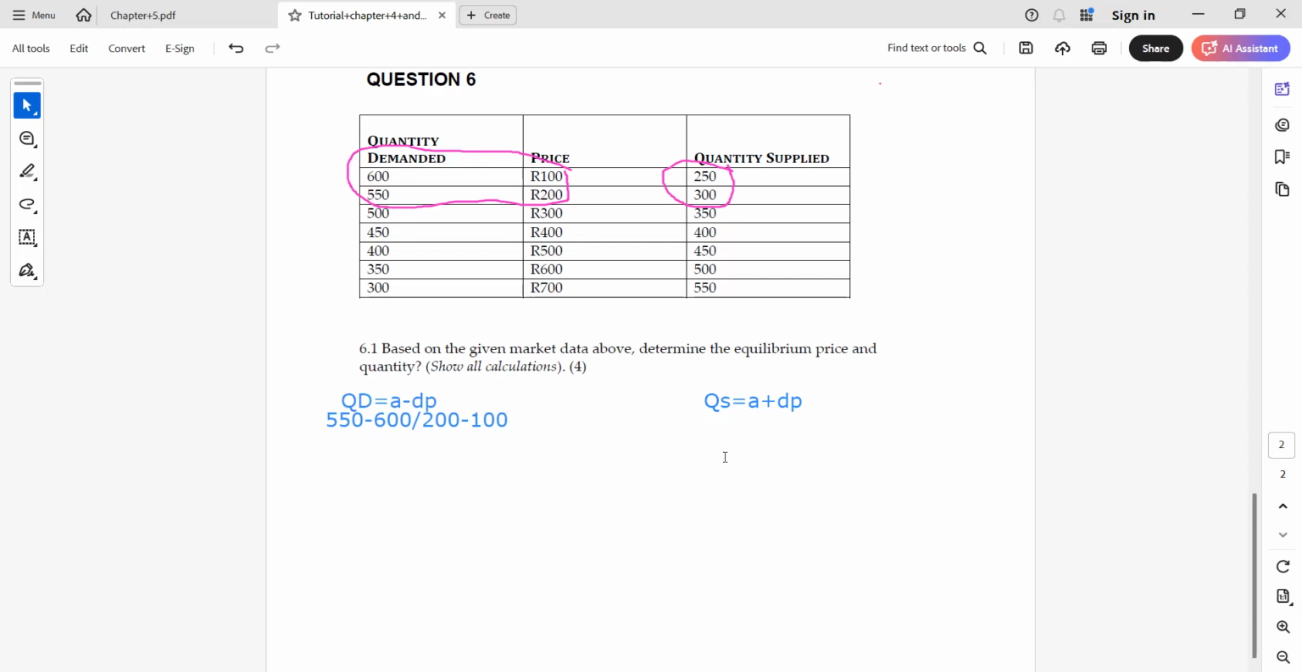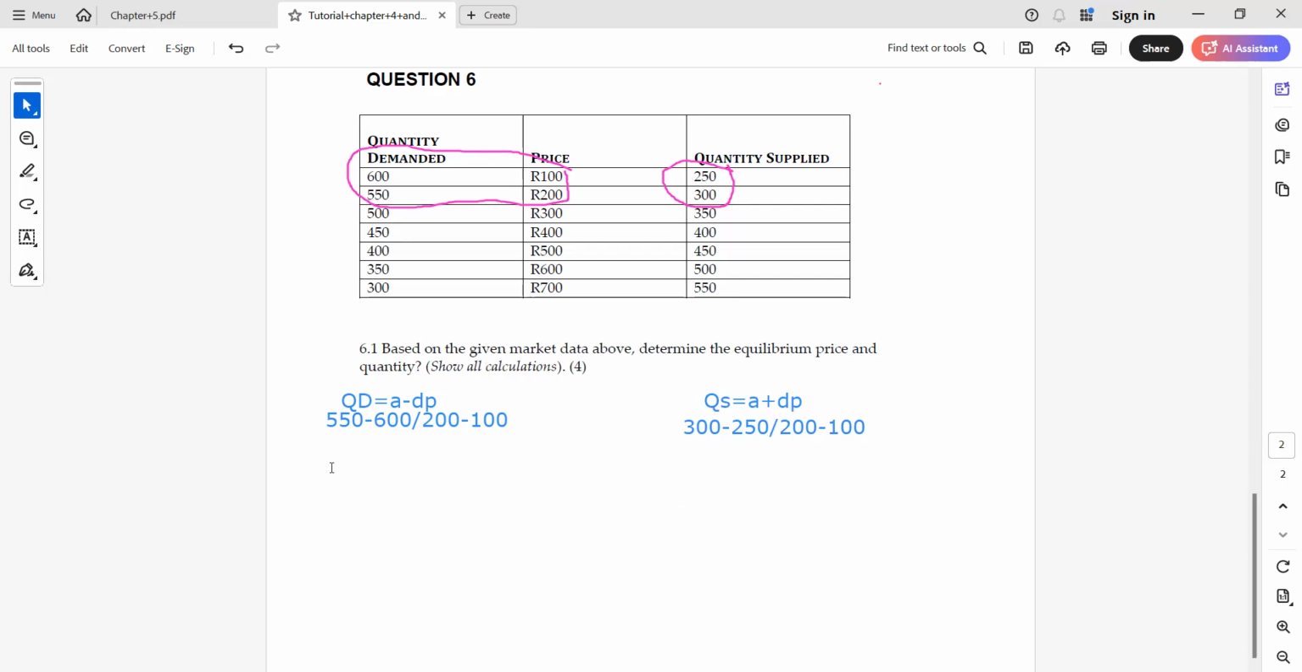you're also going to do the same for your quantity supplied. You're going to say 300 quantity supplied minus 250, the change in quantity supplied, divided by the change in price, which is 200 minus 100.